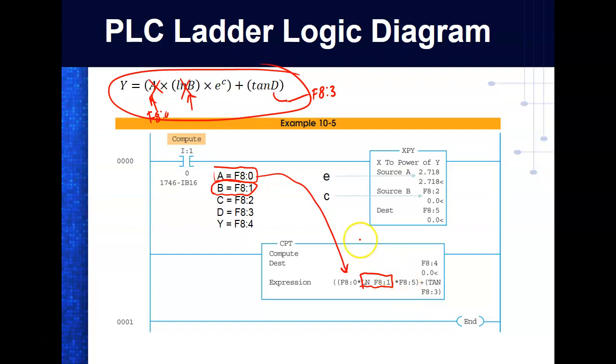Here we're using y to the x. So we're using 2.718 raised to this power right here, which would be the C power. So I'm using F8:2, right? And then I'm taking the tangent of F8:3, which would be the tangent of D. And where am I putting my answer at? Yeah, so this is kind of unusual.